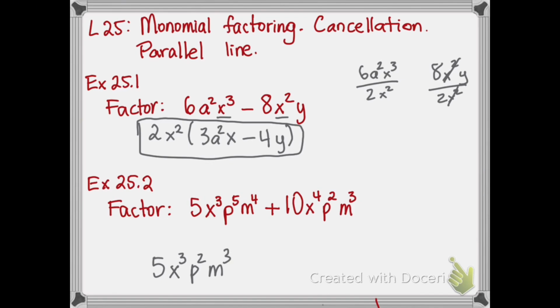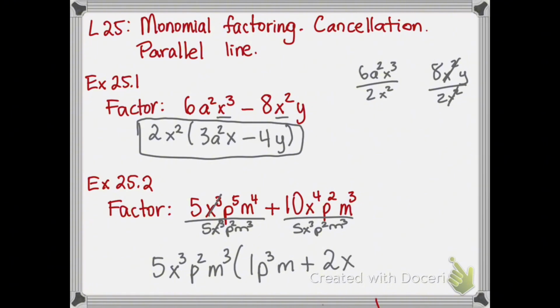And again, we have to divide each of the terms by the greatest common factor. And when we do that, we get 1. The x3 cancels with the x3, then P3 and M. And for the second one, we get 2. 10 divided by 5 is 2. And then x4 divided by x3 is x. And then the P2 cancels and the M3 cancels. So that would be our answer for that factorization.